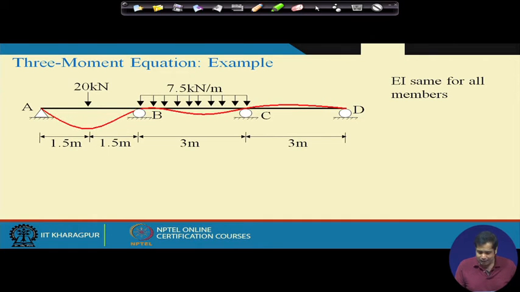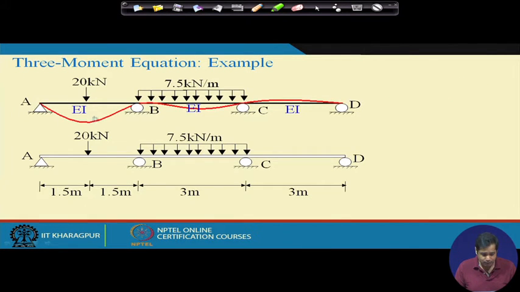Now, in this example, the flexural rigidity of all the spans AB, BC and CD were considered as constant. But in a real life structure, we may have different values of flexural rigidity for different members. Now we will see, if they have different values, then for the same beam, same length and subjected to the same loading conditions, how the different spans behave differently. This was the deflected shape of the beam where all the flexural rigidities were EI.